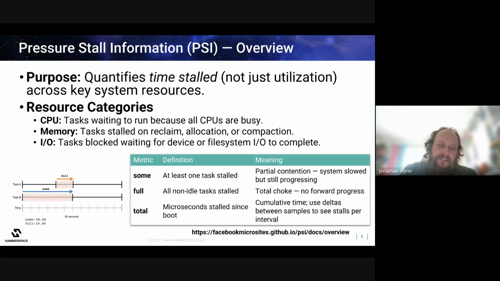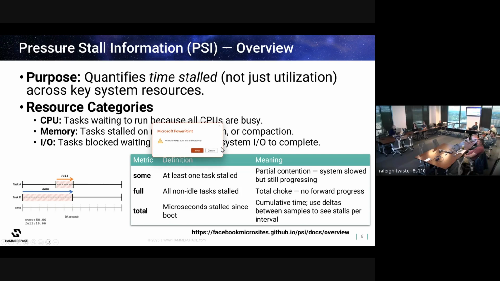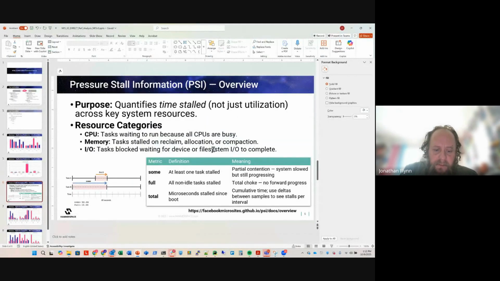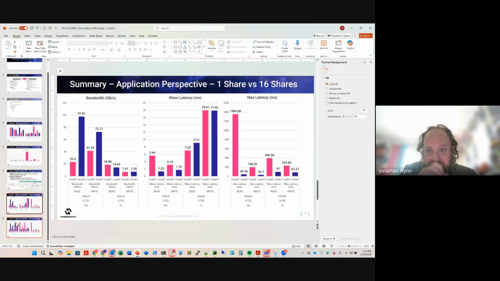Any questions on the pressure stall information before I jump over? Nope. All right. Just as an FYI, I have a little bit more information. I don't know if we'll be able to get into it.